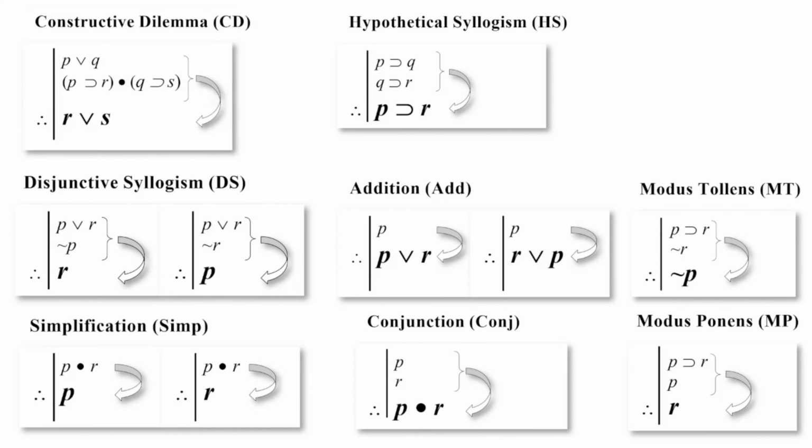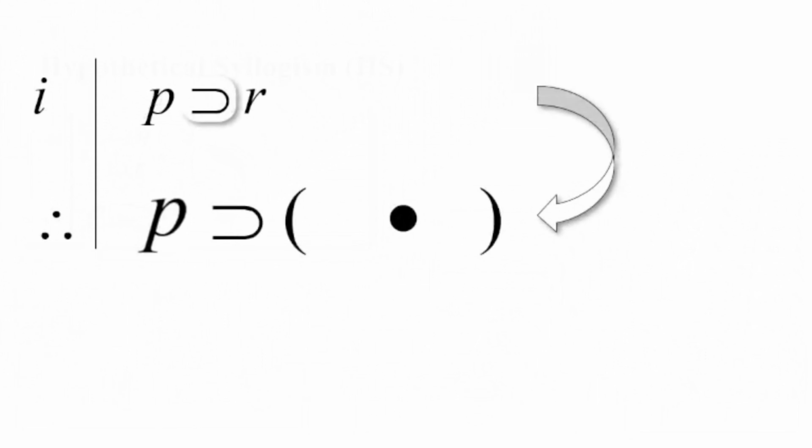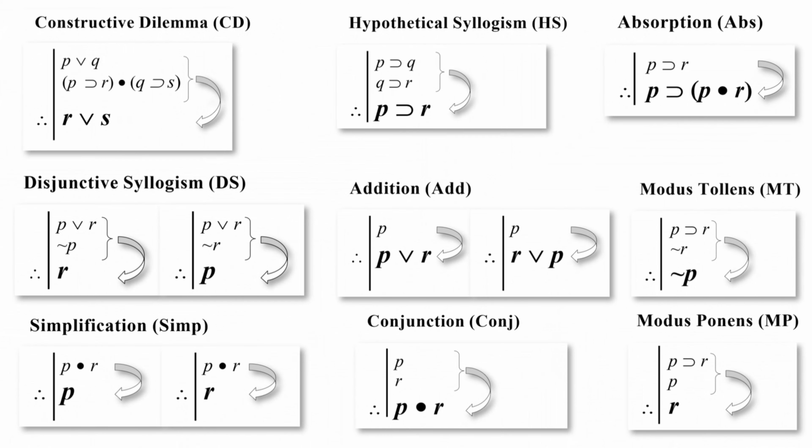Absorption is our last inference rule. It allows us to infer a conditional from a conditional. Given a conditional on its own line, we are allowed to infer another conditional with the same antecedent but a more complex consequent. The consequent of the inferred conditional is a conjunction of the antecedent and the consequent of the original conditional.